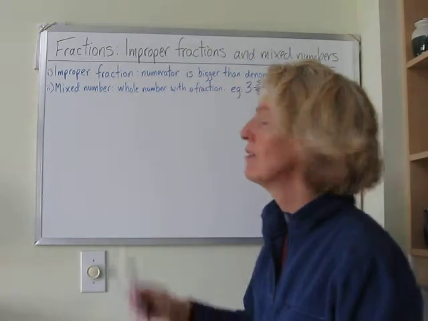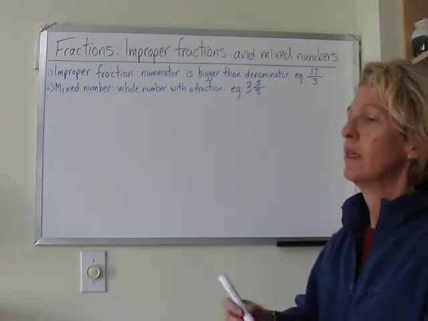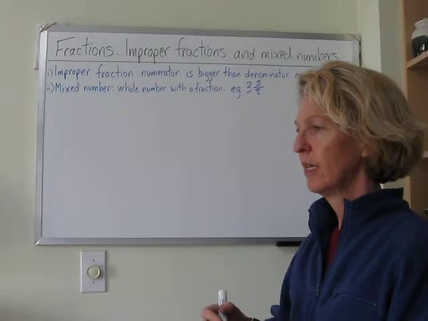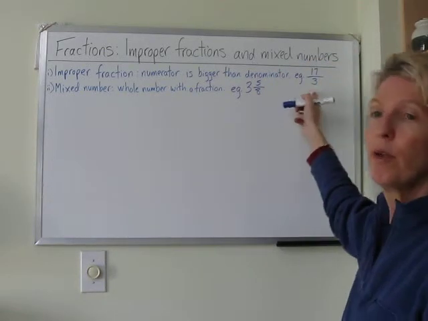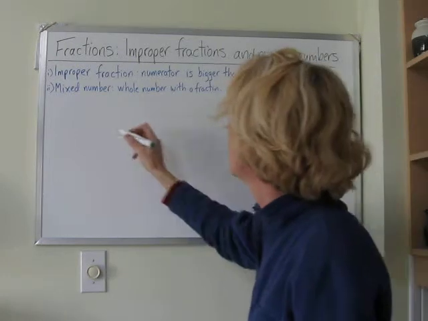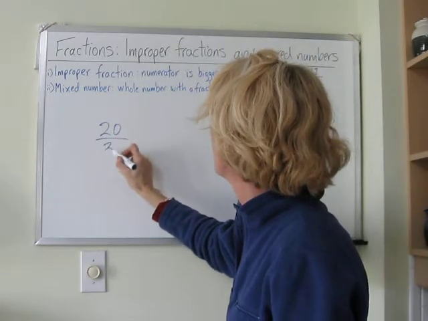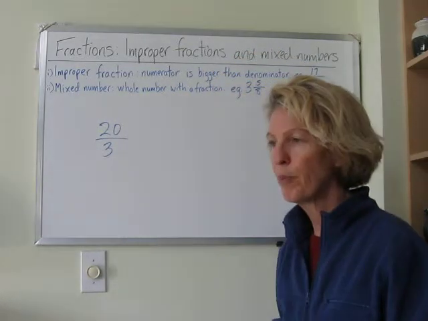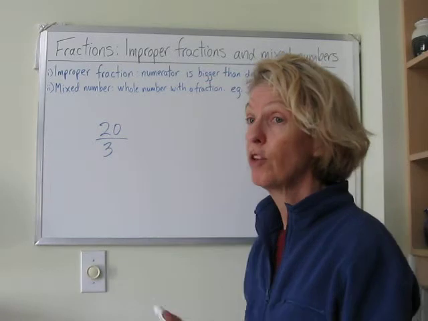Okay, now what's the definition of an improper fraction? Well, as you can see, the numerator is bigger than the denominator. Yeah, the numerator is bigger than the denominator. For example, I've written 17 over 3, but what about 20 over 3? Is that an improper fraction? Yes, because the numerator is bigger than the denominator.